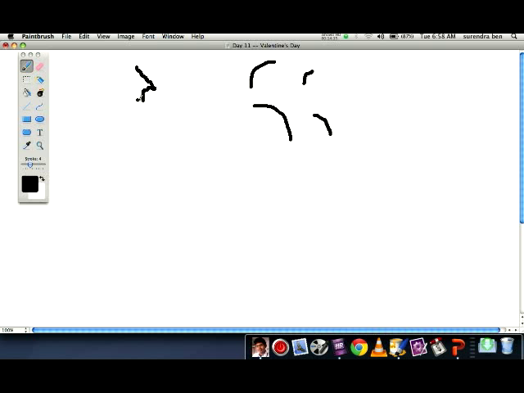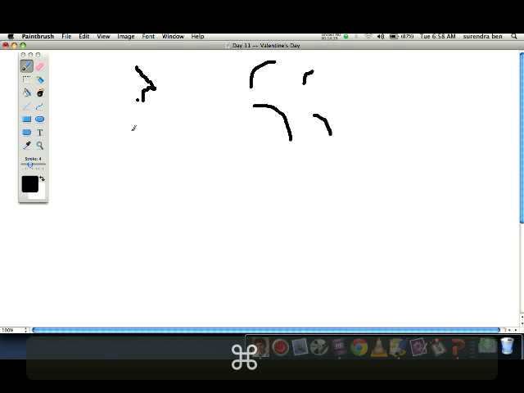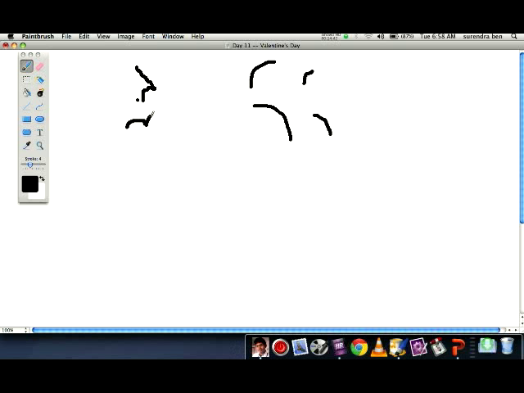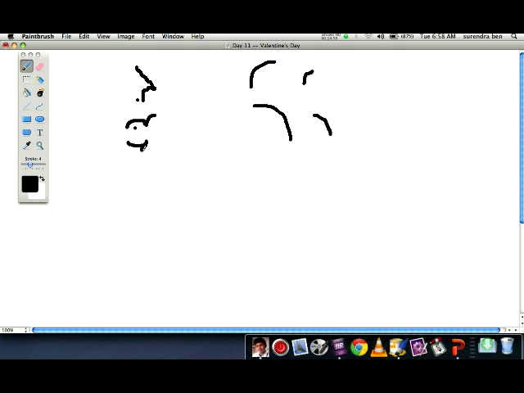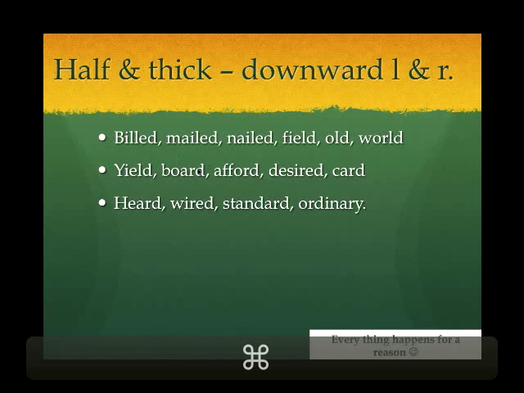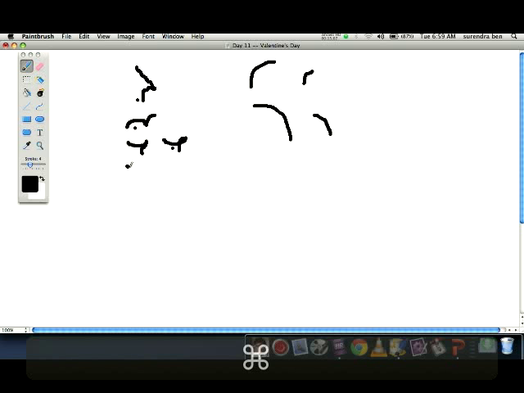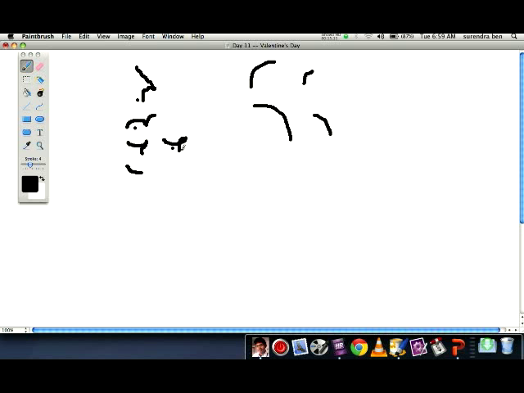Okay, it is now built. Mailed. M. Nailed. I mean N. Nailed. There won't be a gap, it will be like a field. Yeah, no, you have to show the difference here. Okay, you have to show the difference. It is half, so you can write like mailed. Mailed. Okay, now field.